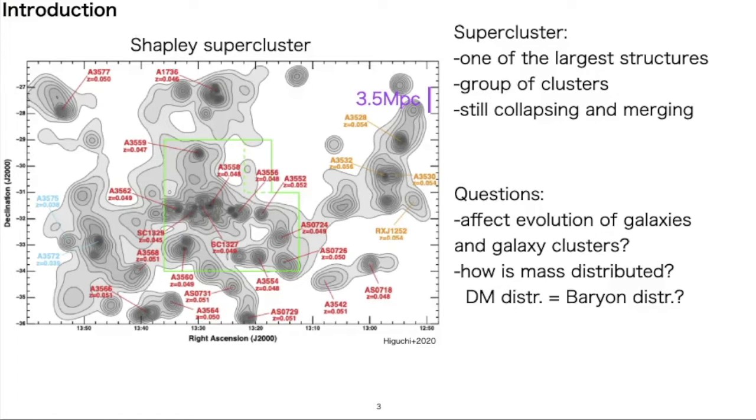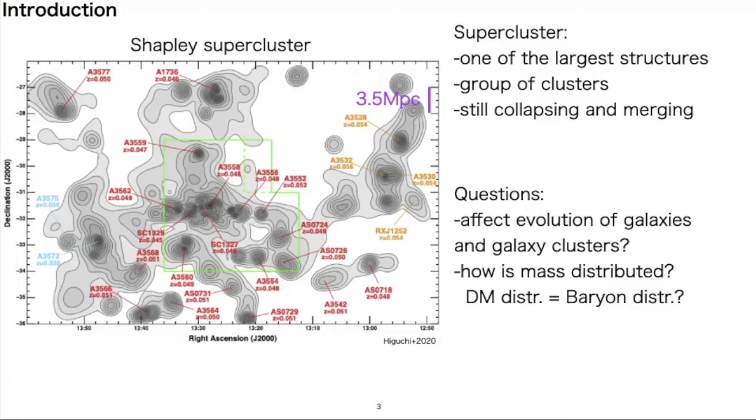Maybe people know what a supercluster is. A supercluster is one of the largest structures in the universe. This is the Shapley Supercluster, and its size is 3.5 megaparsec. As you can see, the supercluster is a very large-scale structure, and there are so many clusters in a supercluster.